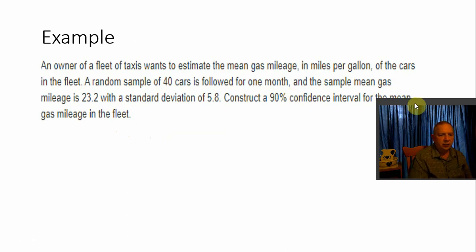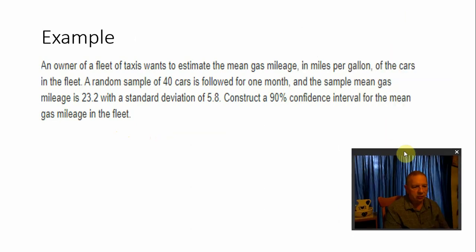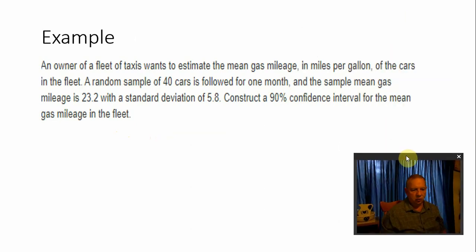So let's look at an example. I'm going to do a couple of different things here. I'm going to switch out and use a little whiteboard to work on this. An owner of a fleet of taxis wanted to estimate the mean gas mileage in miles per gallon of the cars in the fleet. A random sample of 40 cars is followed for 1 month, and the sample mean gas mileage is 23.2 with a standard deviation of 5.8. Construct a 90% confidence interval for the mean.